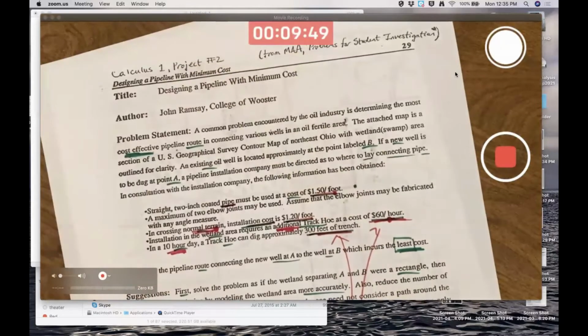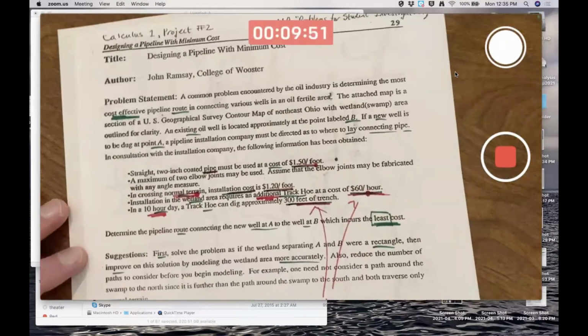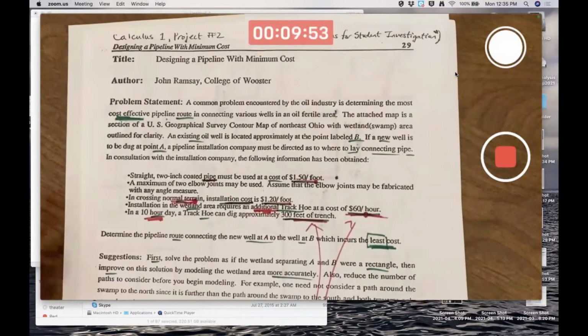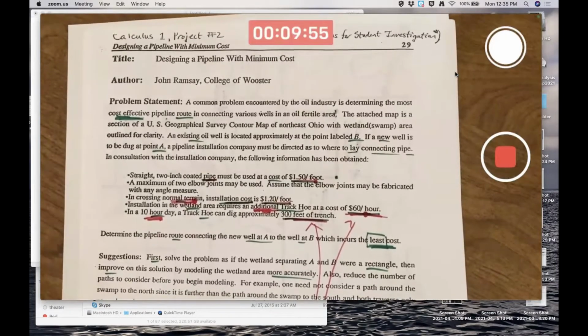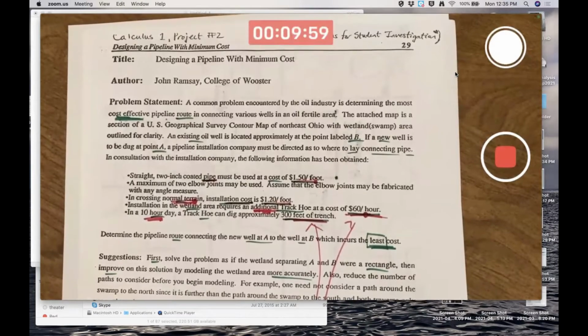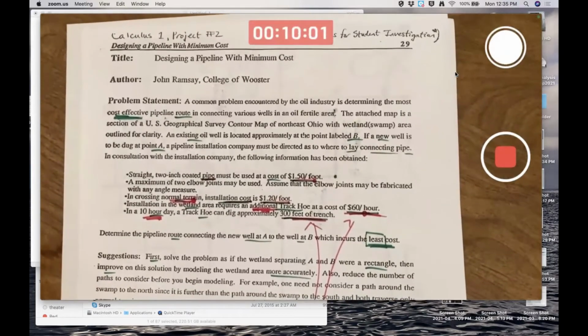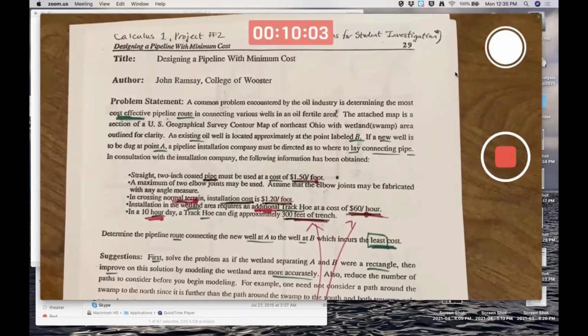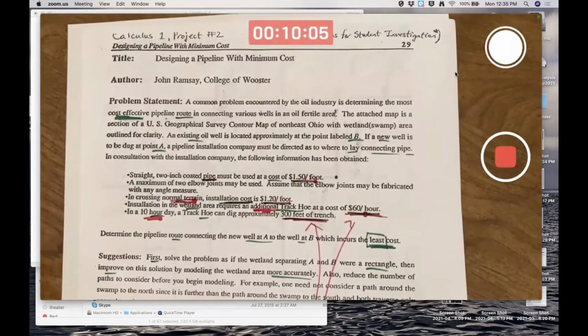All right, so let's start with our project. We're continuing to try to make progress on it. And again, the purpose of this is to emphasize the real life importance of calculus modeling. We've modeled the wetlands here with a rectangle. Today, we're going to model it with a trapezoid.